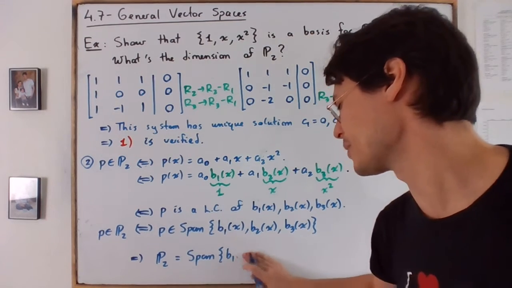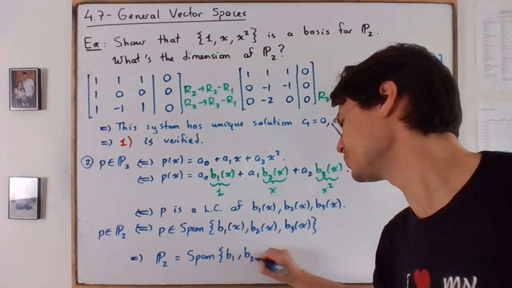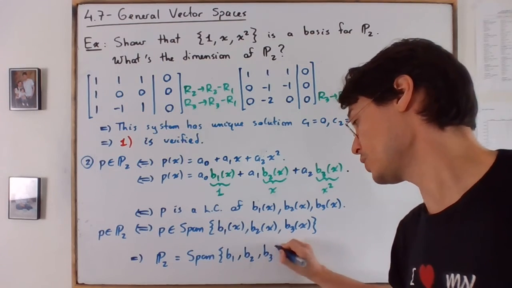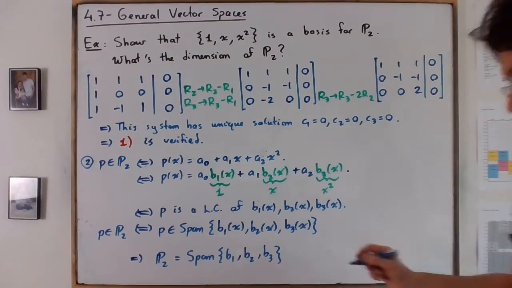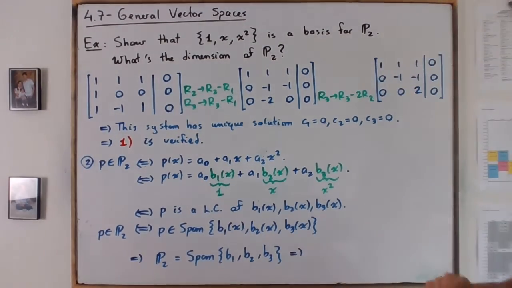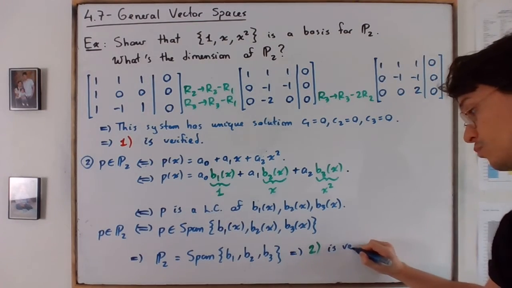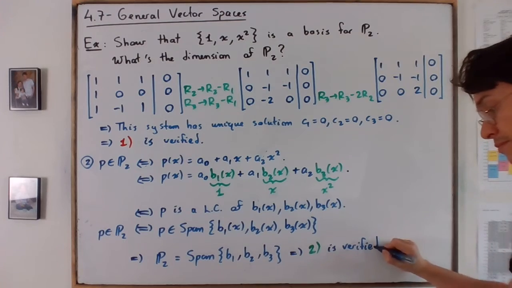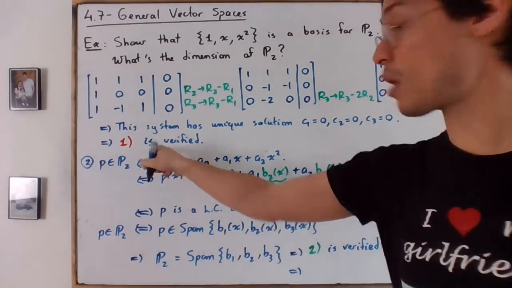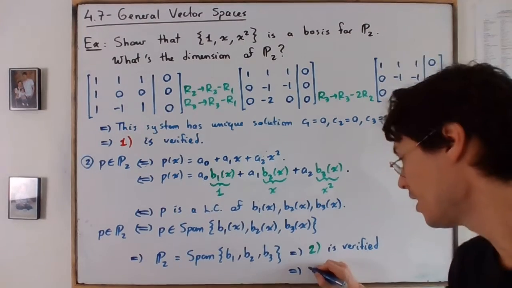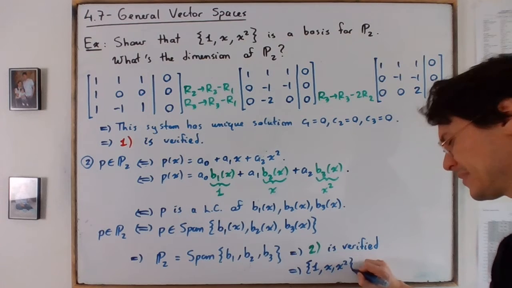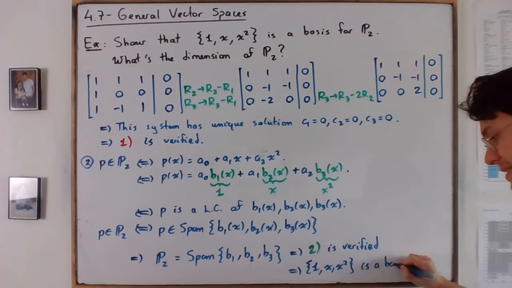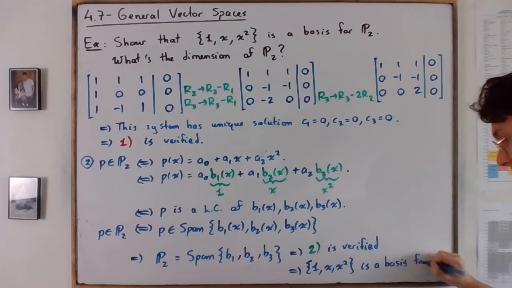And let's actually remove the x, right? B1, B2, B3, which I should have done here as well, by the way, but it's not that important. Meaning that property number 2 is verified. So as a conclusion, since 1 and 2 are both verified, 1, x, x squared is a basis for P2.